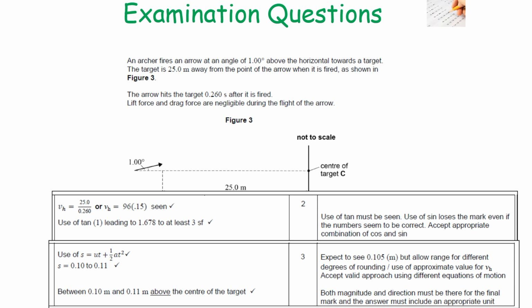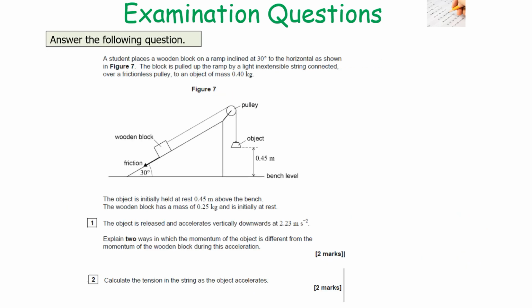We know what U is because we've looked at it in the previous question, and we know what T is, so we can say S equals UT plus a half AT squared, pop our numbers in, and we get an answer of 0.10 or 0.11, so therefore it's between 0.10 meters and 0.11 meters above the center of the target, because you can see the direction in which it's been aimed. Right, let's have a look at our next question.